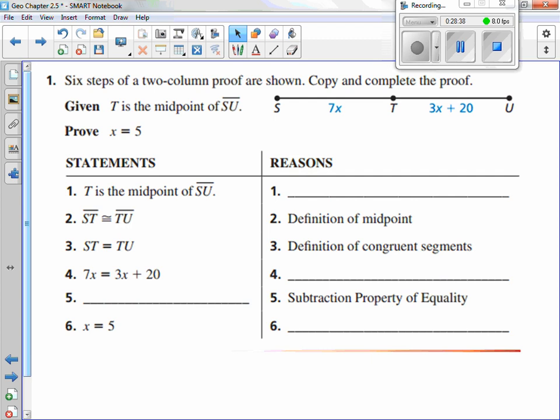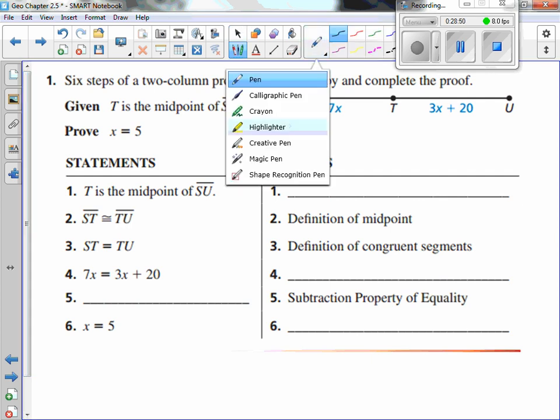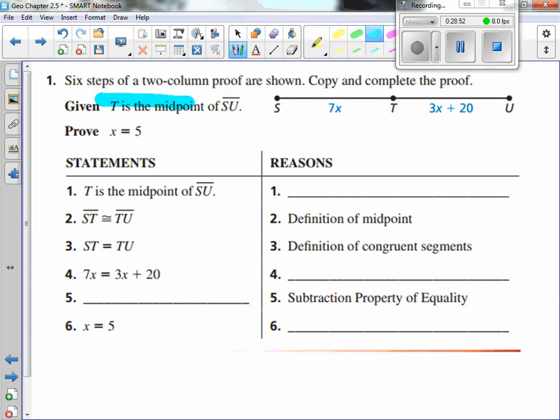Okay? So let's look at this next one. Now, 6 steps of a 2-column proof are shown. Copy and complete the proof. Now again, we start off with the given. We always start with the given. And what we want to end with is x equals 5. Yes? So they have the given and what we're wanting to prove already filled in.